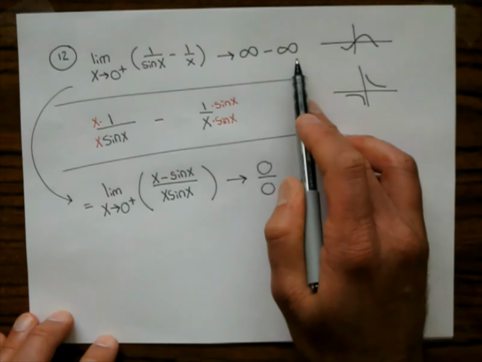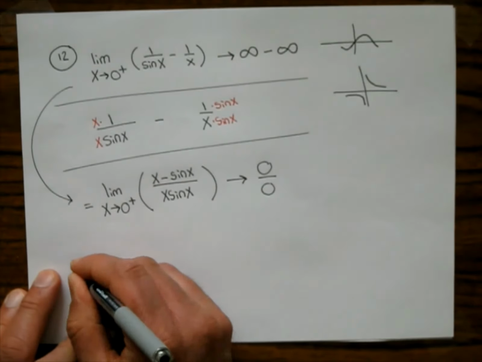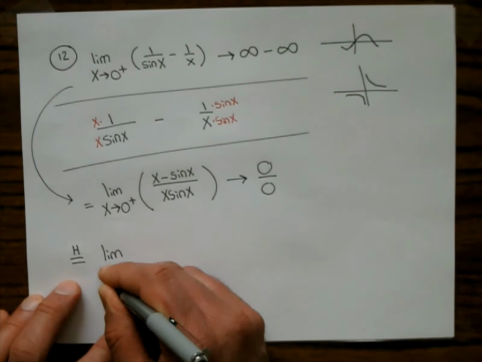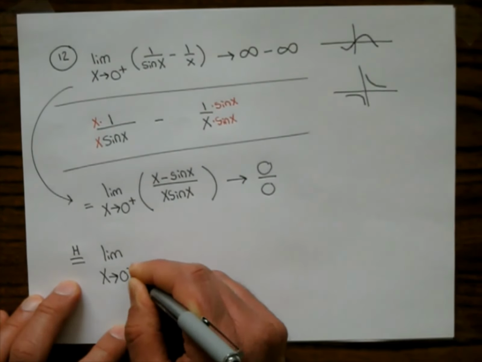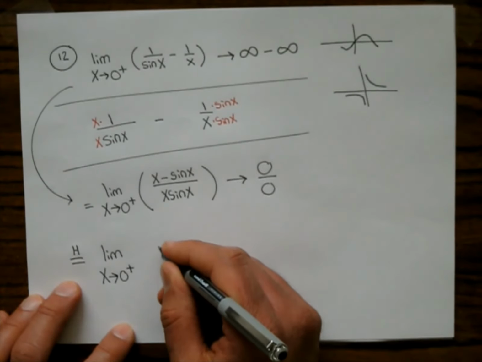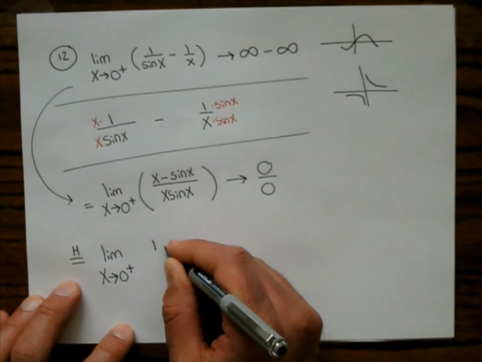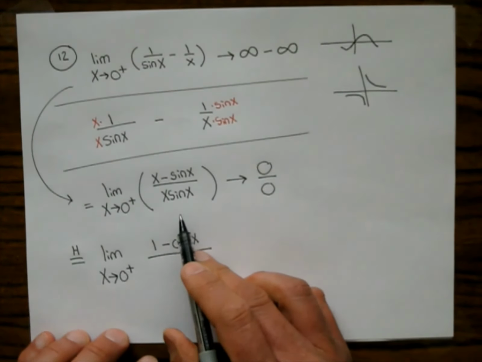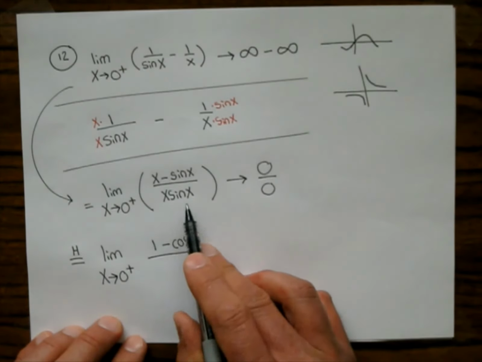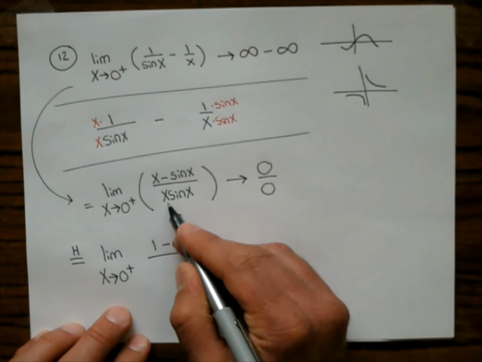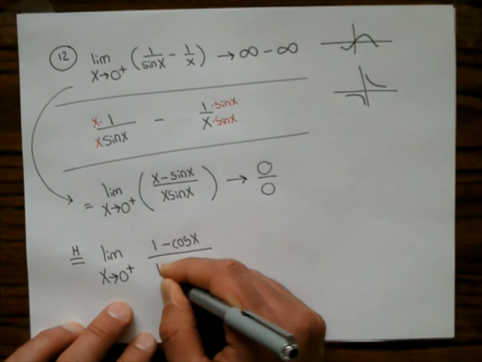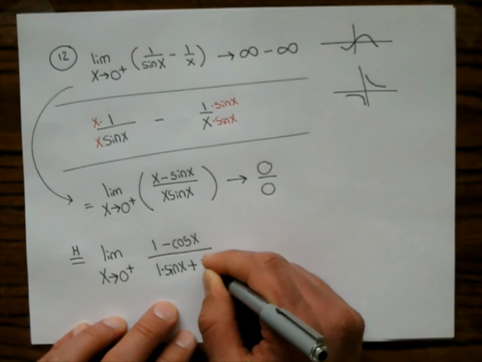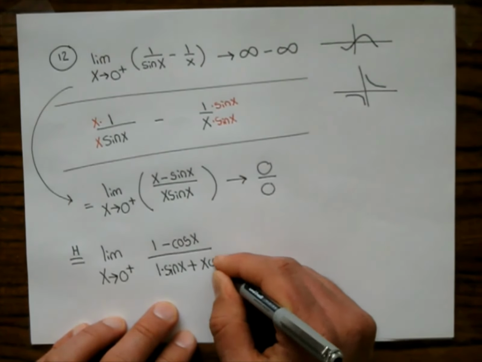So by doing a little algebra and putting that into one fraction, we get 0 over 0. We took this infinity minus infinity and turned it into that, and now it's time to apply L'Hopital's rule. L'Hopital's rule says we're going to write this limit down and take the derivative of the top, which happens to be 1 minus cosine x, all over, on the bottom, the product rule, because we're just taking the derivative of the bottom. So the derivative of the first, which is 1, times the second, plus the first times the derivative of the second, which would be that.